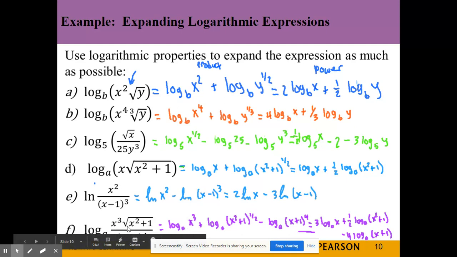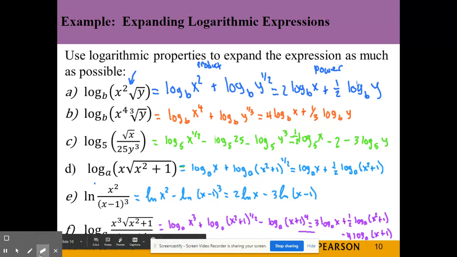The multiplication in the numerator split up with addition on the outside. So x cubed times the square root of x squared plus 1, I put in parentheses and gave it an exponent of 1/2. Then the denominator, I subtracted now on the outside. Then I used the power property. So the exponent of 3 comes out front as 3. The exponent of 1/2 comes out in front as 1/2 in this part. I ran out of room here, but the exponent of 4 becomes a coefficient of 4 there. All right.